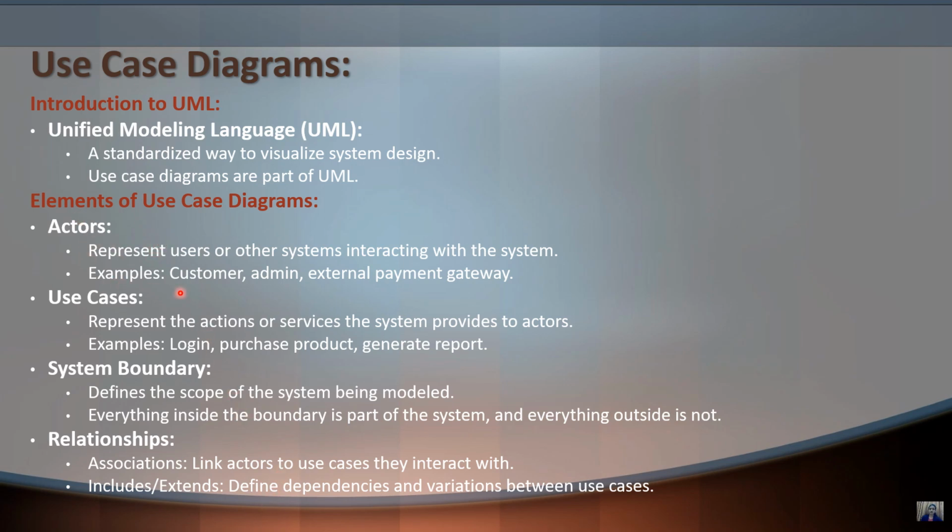In actors, we represent users or other systems interacting with the system, and in use cases, we represent the actions or services the system provides to the actors. Next, the system boundary defines the scope of the system being modeled, and the relationship refers to the link connecting actors to the use cases they interact with.